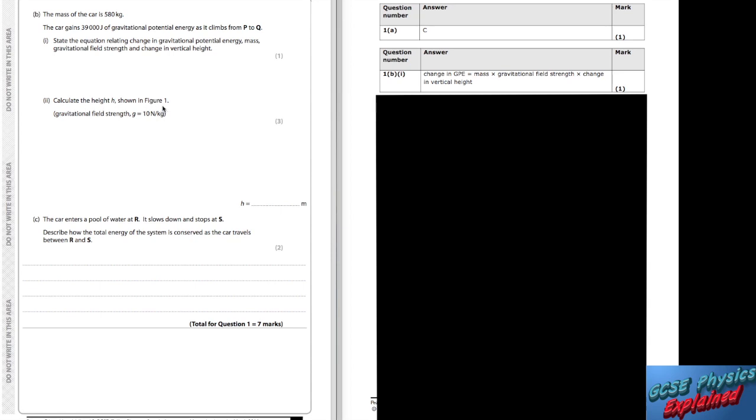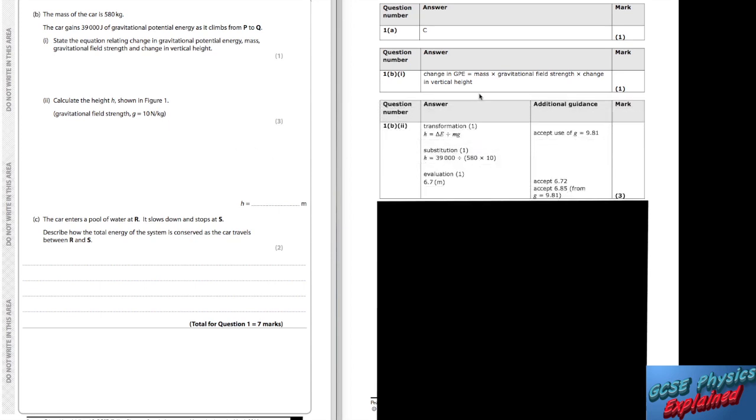Calculate the height h shown in figure 1. Gravitational field strength is 10. So you take the GPE equals mgh equation, rearrange it so that h is the change in the energy divided by the mass times the gravity. Pop in the change of energy and divide that by your mass times the gravity, and your answer comes out as 6.7.